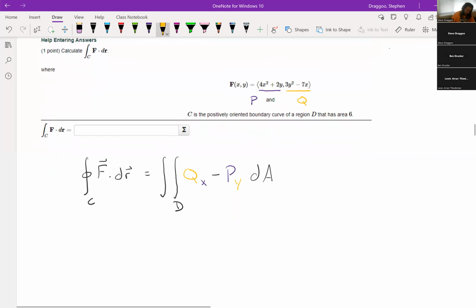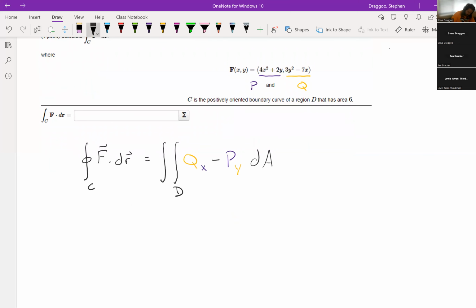I'm going to need partial derivatives with the opposite variable to its position. So I'm going to start with Q, which is the y coordinate. Because it's the y coordinate, I want its x derivative. And that x derivative is -7. Or that x partial, I guess I should say. Cool. Then come over to P, which is the x coordinate. I want its y partial. And that y partial is 2.